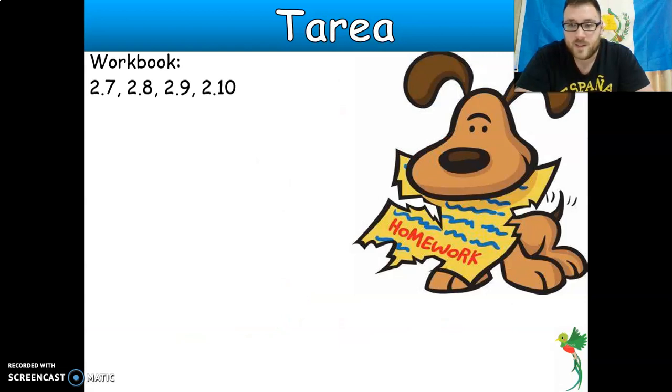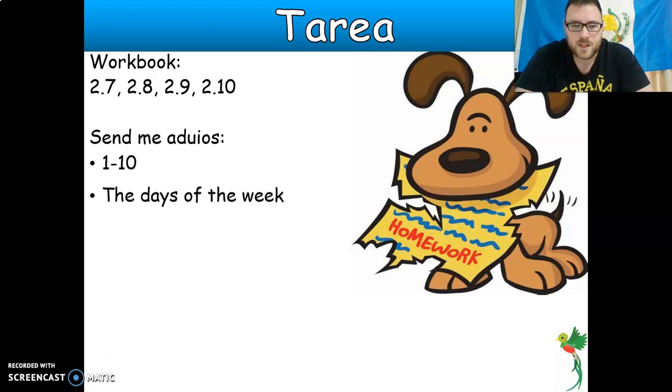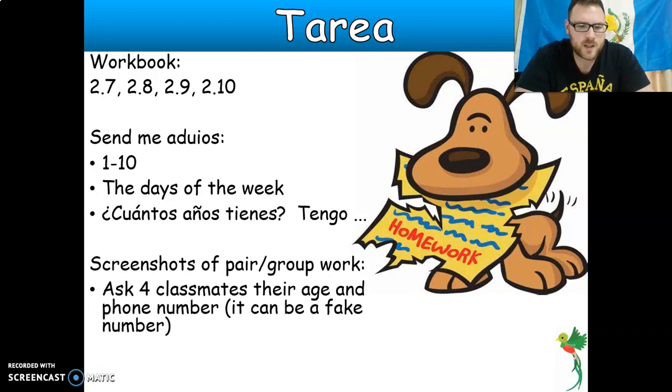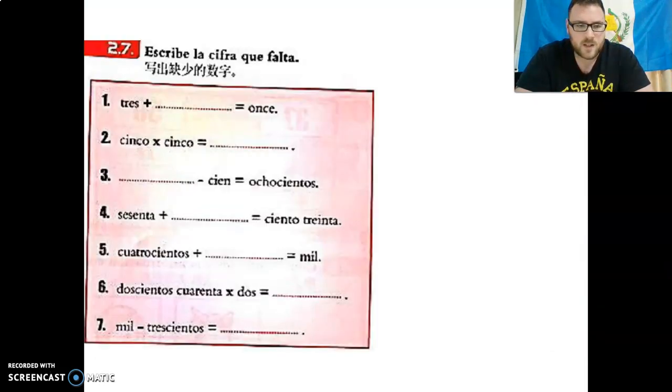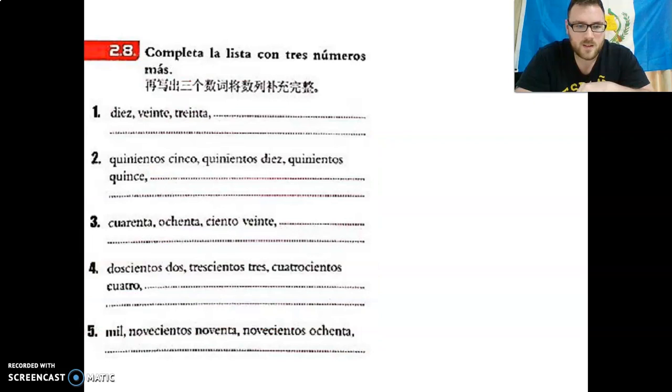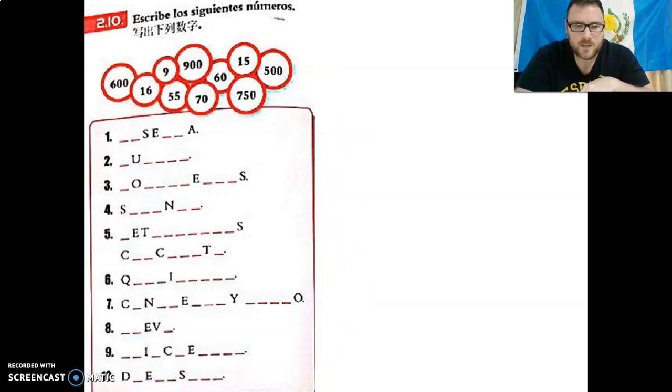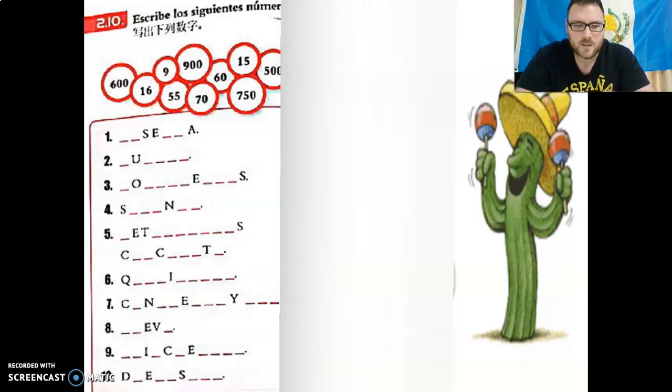Homework. In the workbook, these activities, I'll show them in a bit if I have time. I want audios of you saying numbers 1 through 10, the days of the week, and saying cuántos años tienes, tengo 26 años, 27 años, whatever. Screenshots of you working in pairs or groups, asking 4 people about their age and their phone number. It could be a fake number, I don't care. I want to see you writing and talking to each other using audio. Simple math, going by pairs, going by a pattern. This has a bingo with the audio, and this one is just fill in the blank. All right, you guys.